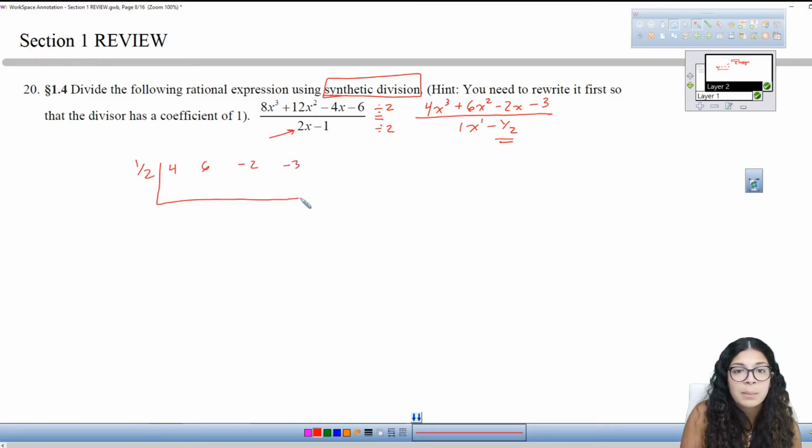Don't forget, you always want to be careful with zeros for placeholders. So if you have any missing terms, you need to fill those in. In this case, we don't, so we don't have to. Bring down the first one, multiply. 1/2 times 4 is 2. Add 6 plus 2 is 8.